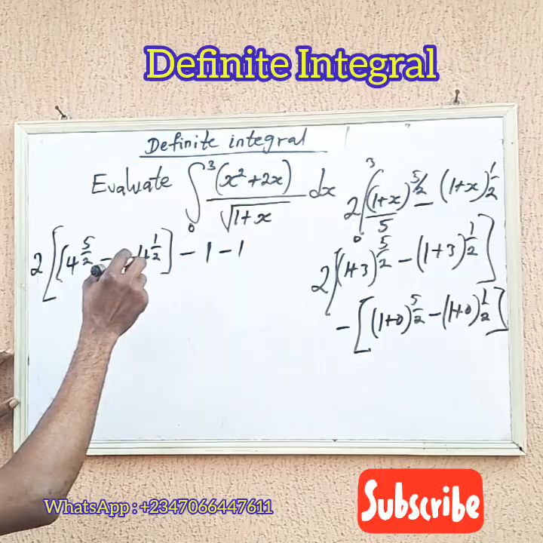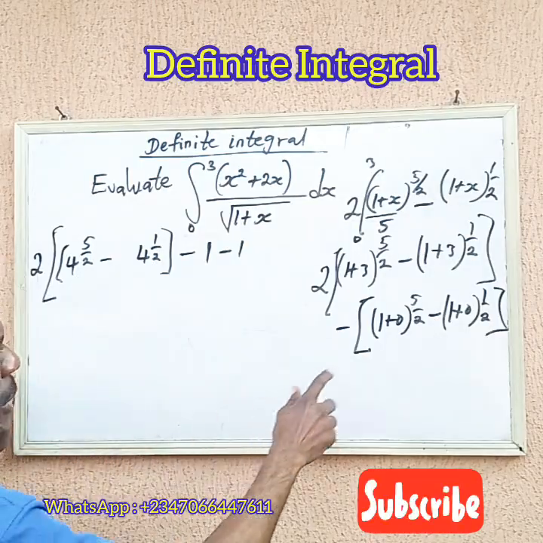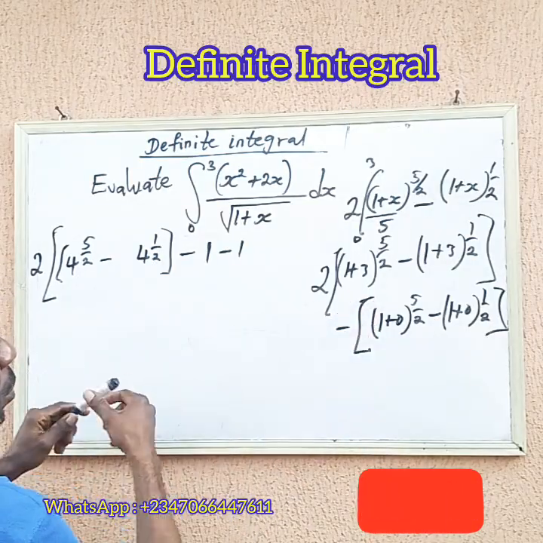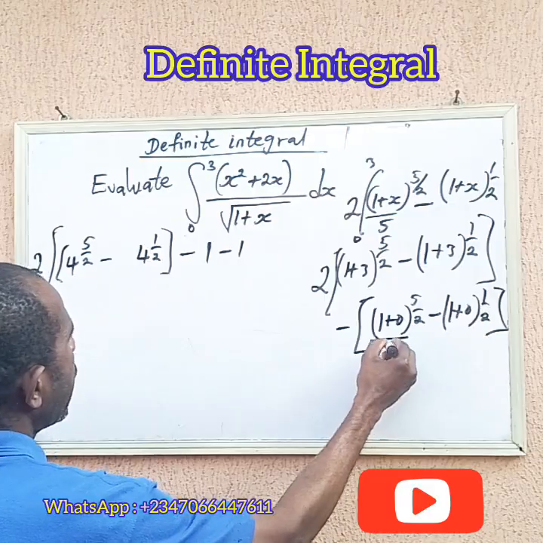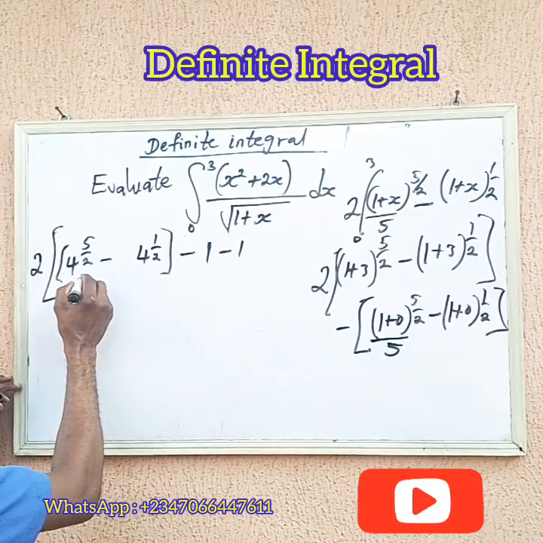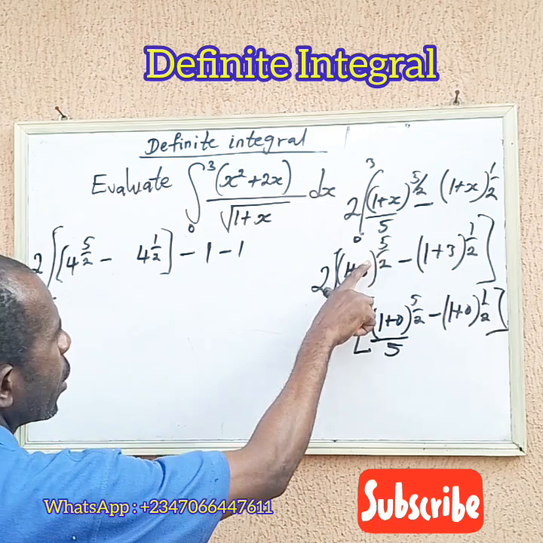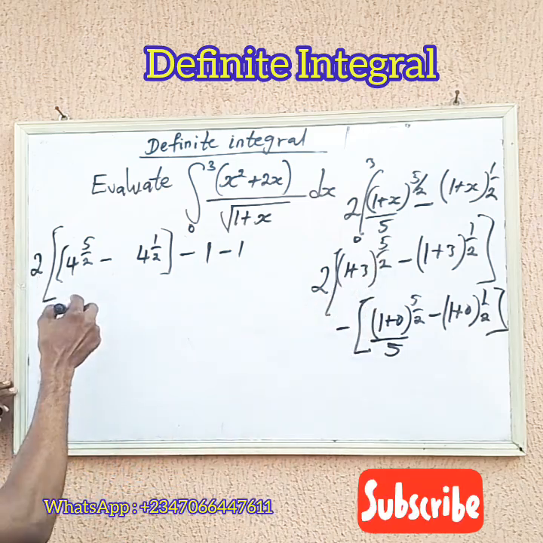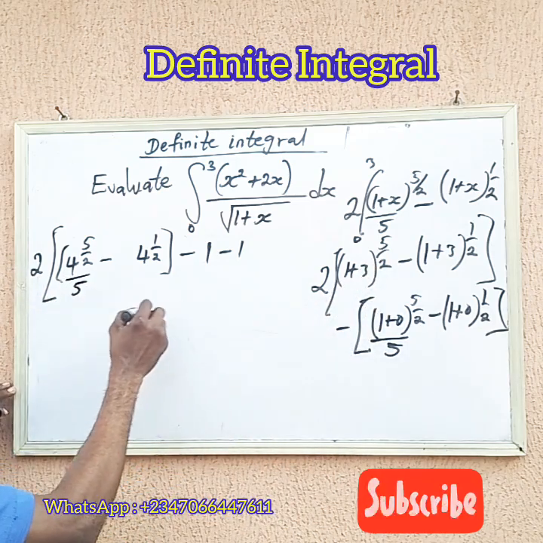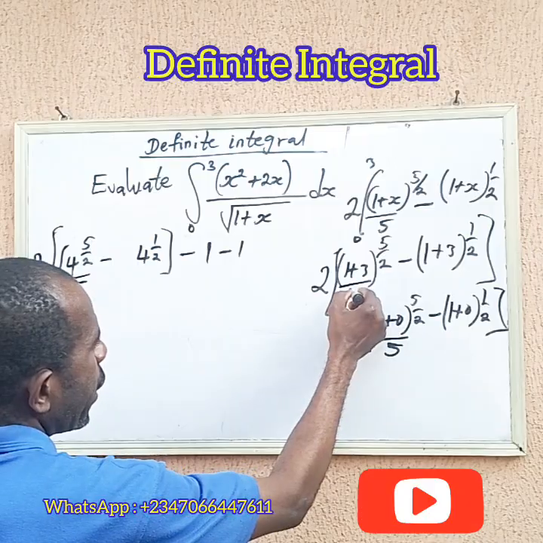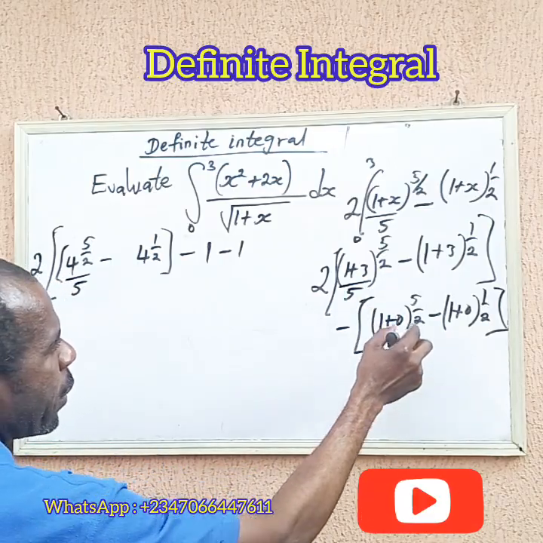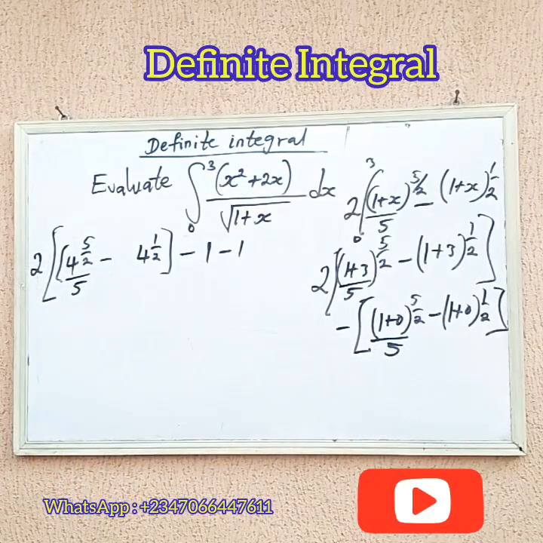Okay. Oh, sorry, there is a mistake somewhere. So this is all over 5. Sorry for that. This is over 5. Then here is over 5, please. Okay. It's over 5. Here over 5. Everything over 5. Okay. So now let us go.